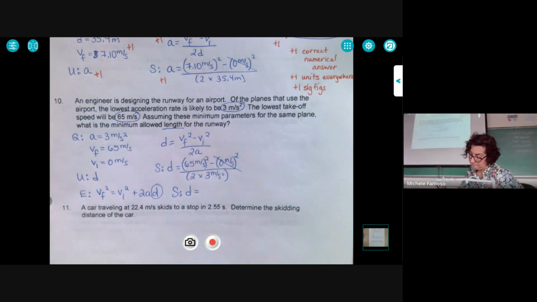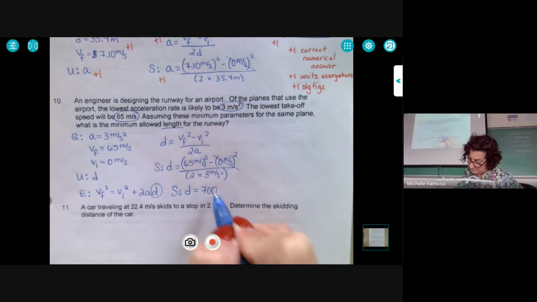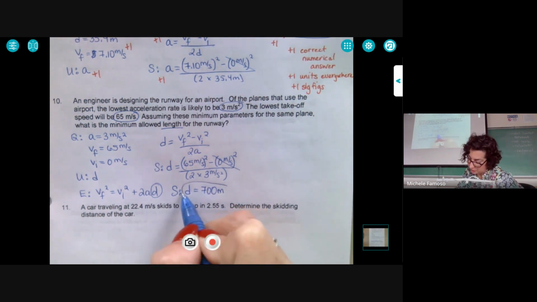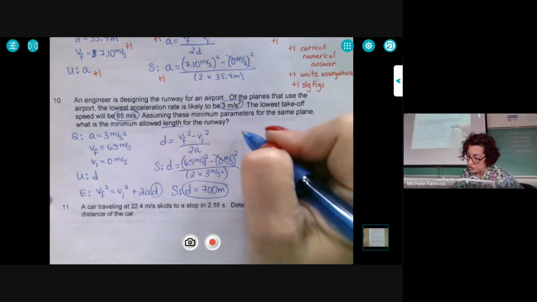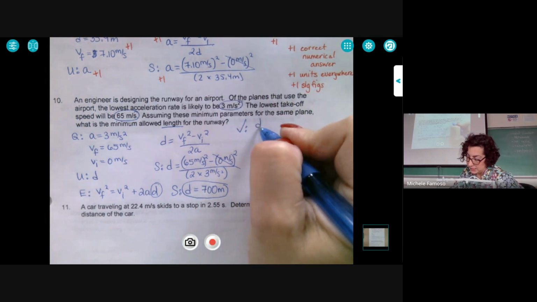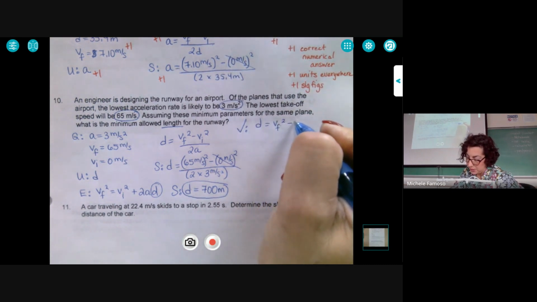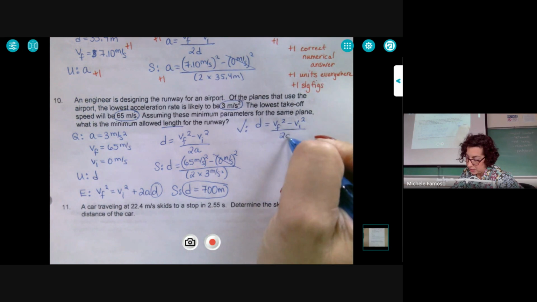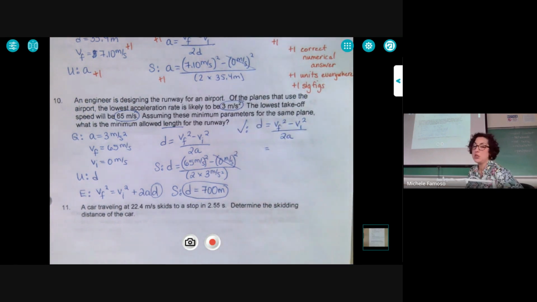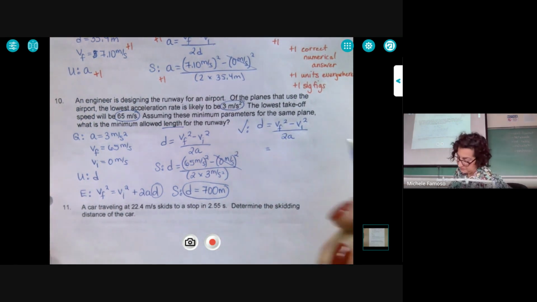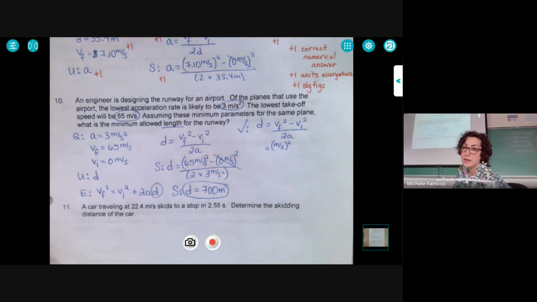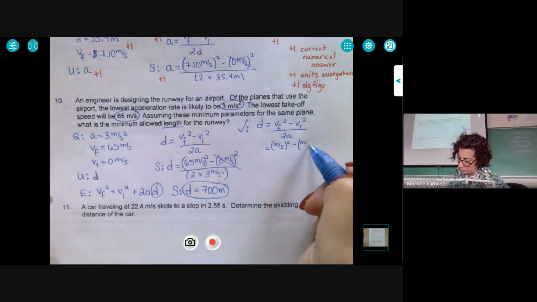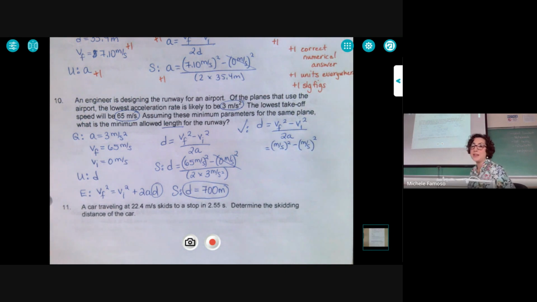Talia, what do you get? Yep, 700 meters. All right, we have not checked this version of the equation, so let's do it. D equals VF squared minus VI squared over 2A. All right, Bassam, what's the unit for VF? Yep, and we need to square that quantity. Nate, what is the unit for VI? Yep, which again, we're going to square that quantity.